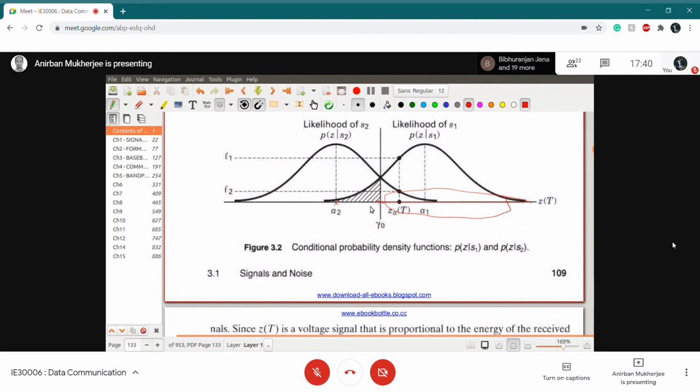But when Z(T) is less than gamma 0, that is (A1 plus A2) by 2, meaning this side of the signal, then I say no, actually S2 is transmitted. This is where S1 is decided. But what is the problem in this?